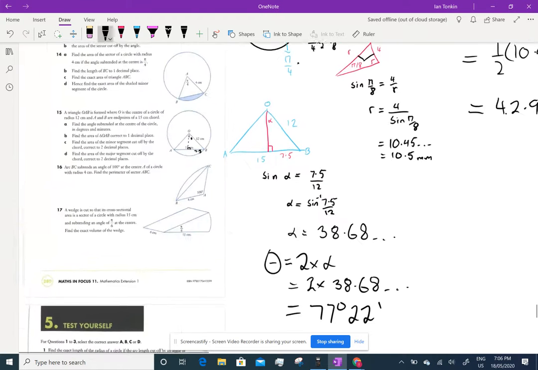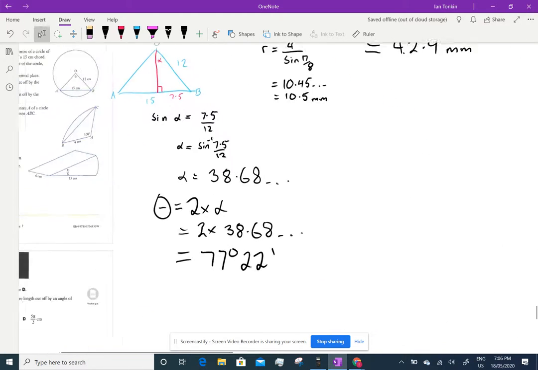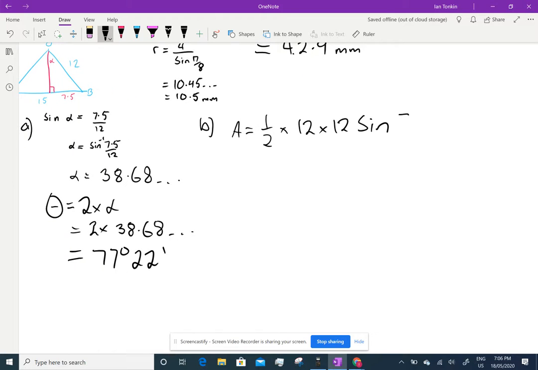All right, so there's A. Find the area AOB. So the area AOB is a half AB sine theta. So that was A. The area AOB, because it's a triangle, area equals a half. Well, the two sides are 12 and 12. So 12 times 12 sine this angle we've got here, 77 degrees, 22 minutes.